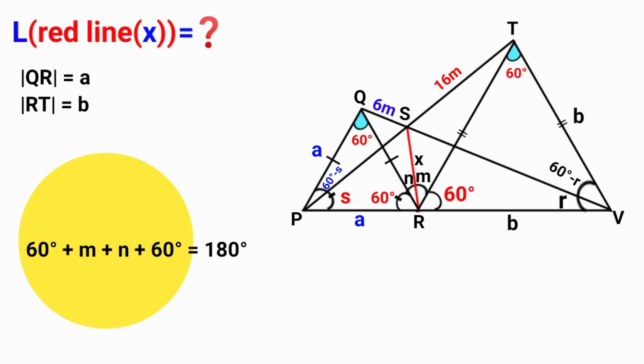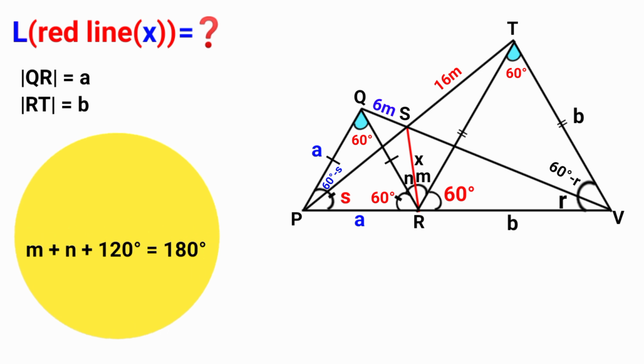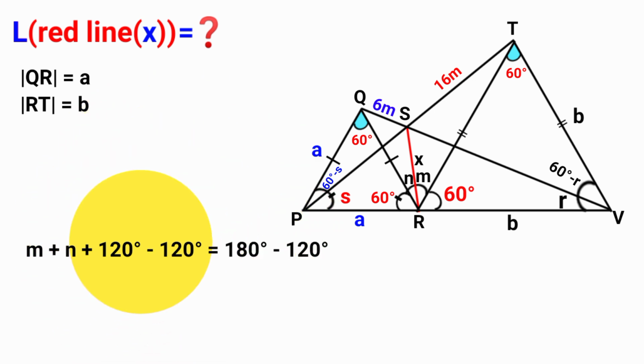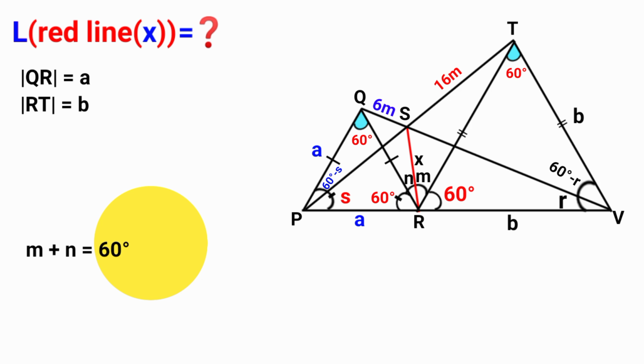Here 60 degrees plus 60 degrees is 120. So M plus N plus 120 degrees equal to 180 degrees. Subtract 120 degrees from both sides. Here 120 minus 120 is 0. While here 180 degrees minus 120 degrees is 60 degrees. So M plus N equal to 60 degrees. That is, the sum of this angle and this is 60 degrees.